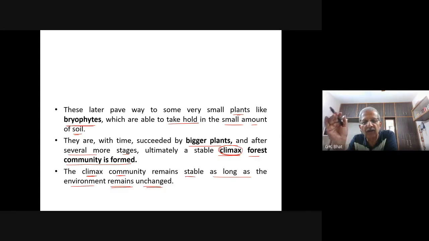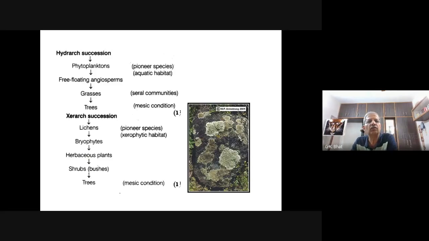As long as there is sufficient rainfall every year, the environmental condition remains the same. The climax community remains stable without any change. Right? Clear? So look here, this is what I have.